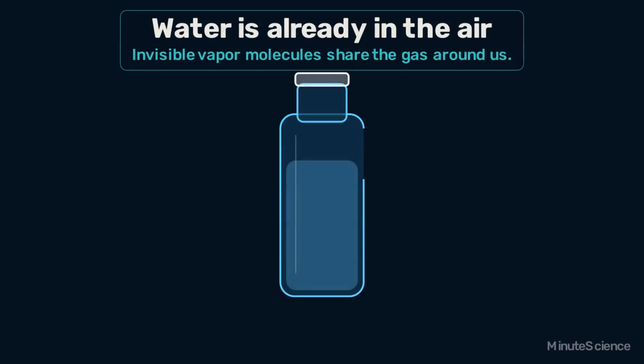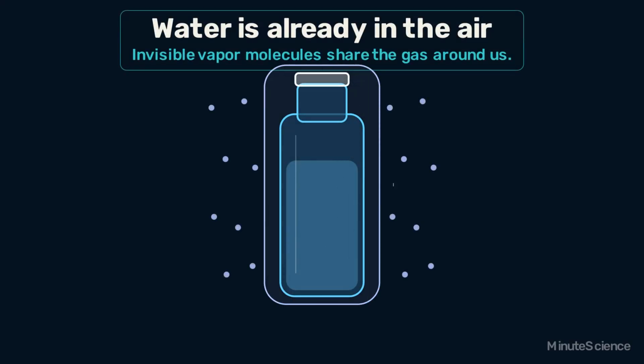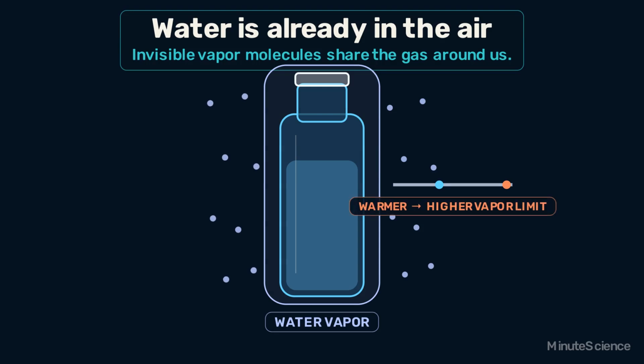Air contains water vapor, individual water molecules mixed among nitrogen, oxygen, and other gases. At any temperature, there is a limit to how much water vapor can remain in equilibrium before liquid water begins to form. Warmer air can generally support a higher water vapor pressure than colder air.